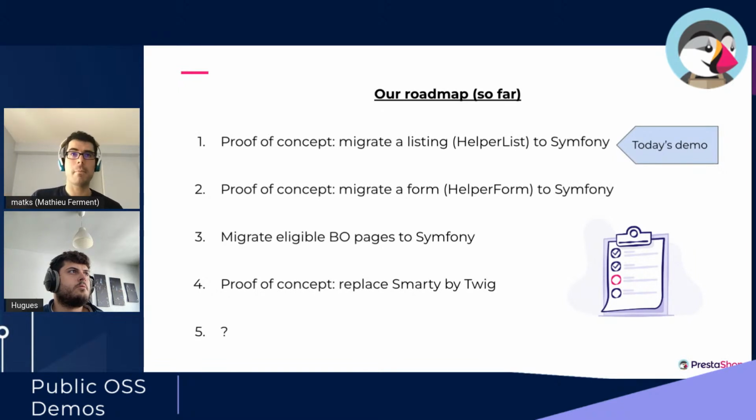Item 2 will be to migrate a back office form to Symfony and still use helper form. Don't remove it, just like we did for all of the other migrated pages. I guess item 3 would be to migrate all eligible pages to Symfony, and then probably Smarty to Twig. But this is already the future, and it's still not totally clear for us because we are still in the early process, in the proof of concept stage.